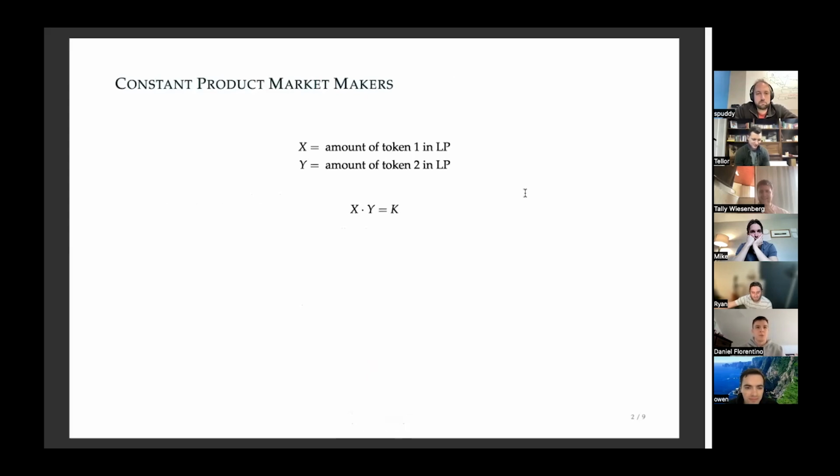The key rule of constant product market makers is that the balances X and Y of each token must multiply to a constant K. This is what that looks like on a graph. So if someone wants to take one token out of the pool, they have to put in whatever amount of the other so that they stay somewhere on this curve.